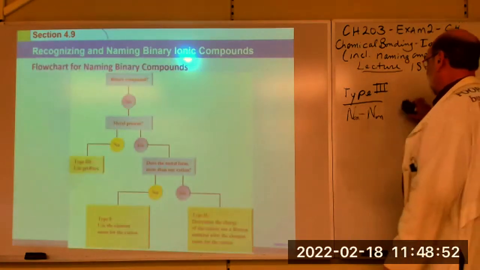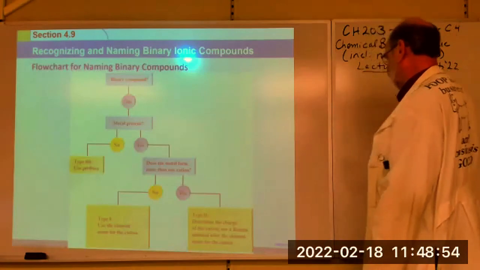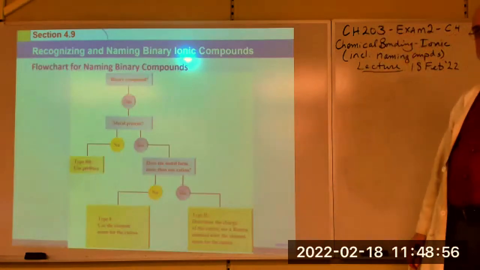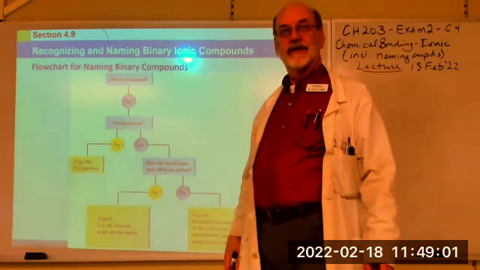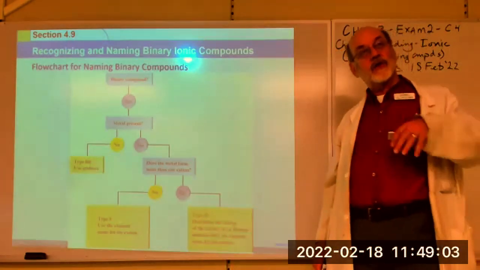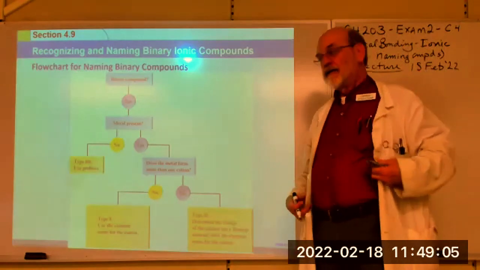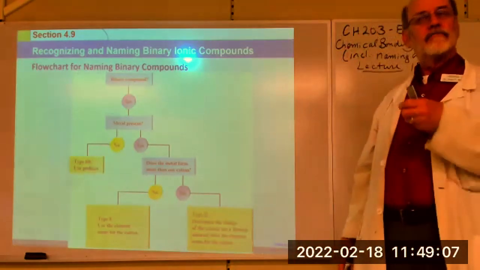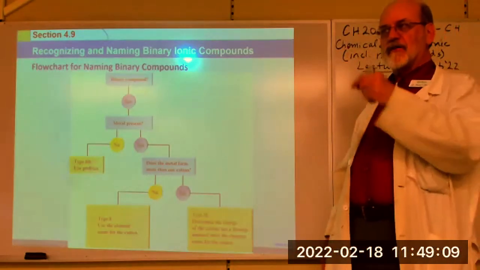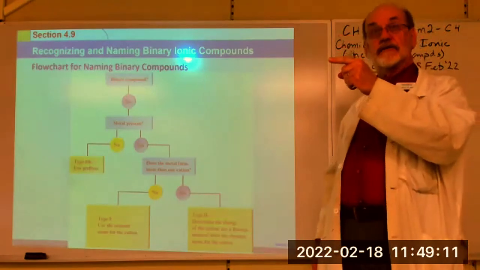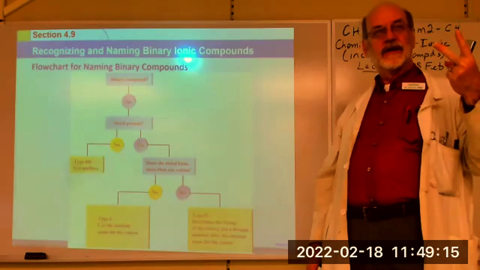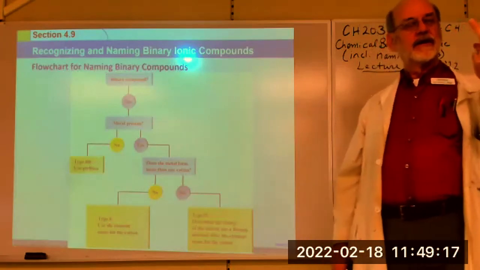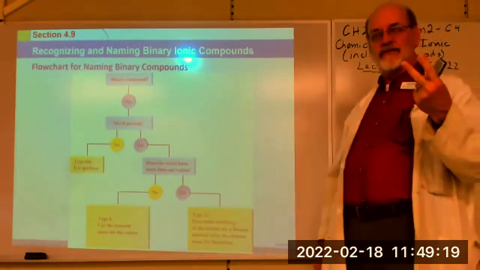Now, how do you decide? Because we've got these individual rules, but what if you're given on a test a list of compounds and you've got to name them? You need a way to decide which one is which. So you look down and you say, okay, does this one have a metal in it? Yeah, it's definitely got a metal. Okay, so it's a type 1 or a type 2. Then you need a tiebreaker. So you look, where does that metal come from?